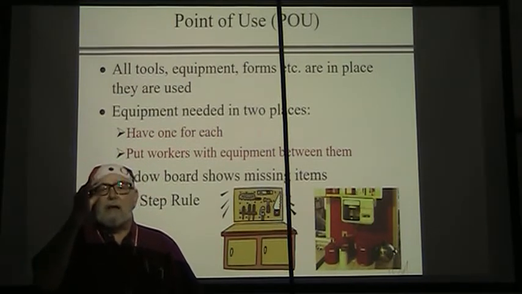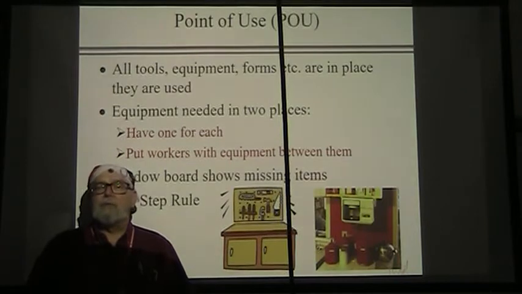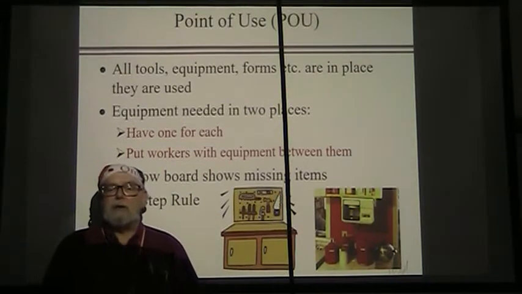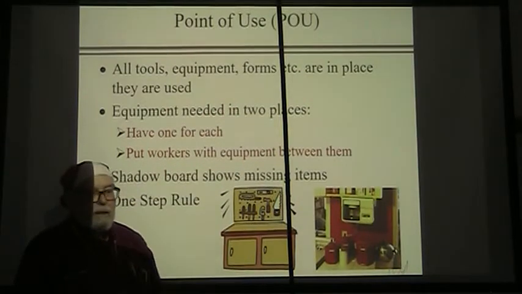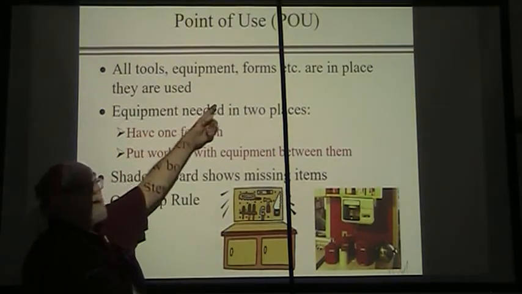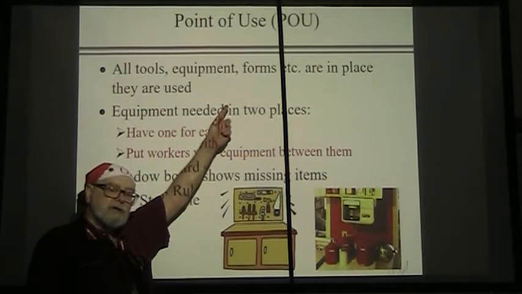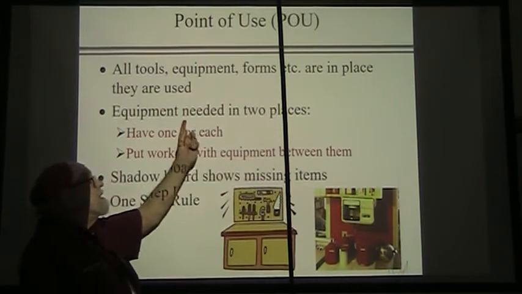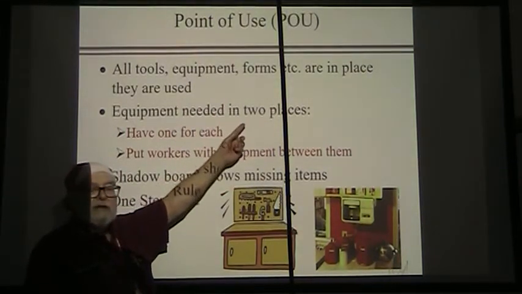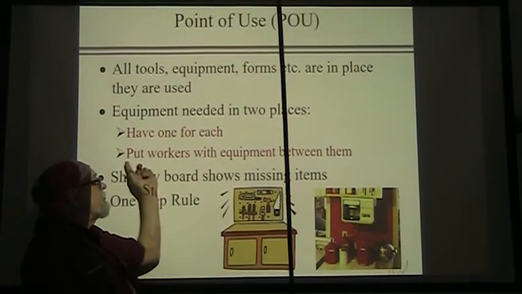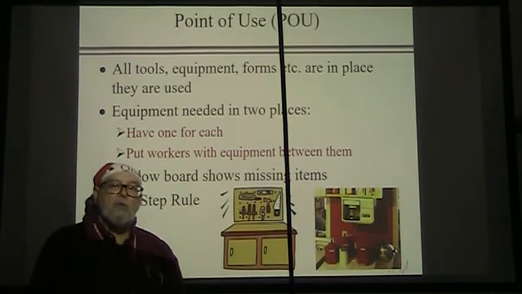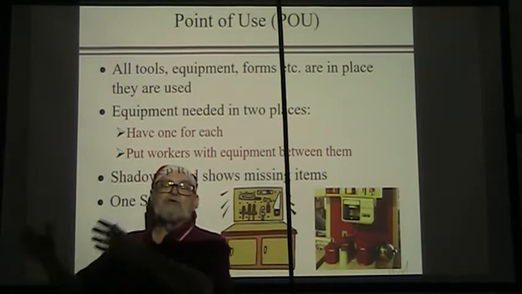The next idea that we need to bring up, part of visual management, is the idea of point of use. Everything should be in the place it's used. If we need equipment in two places, we should either have one for each or put the workers with that equipment in between them.